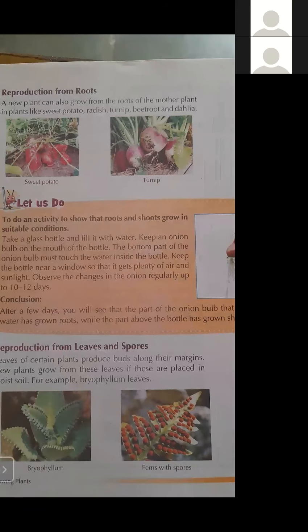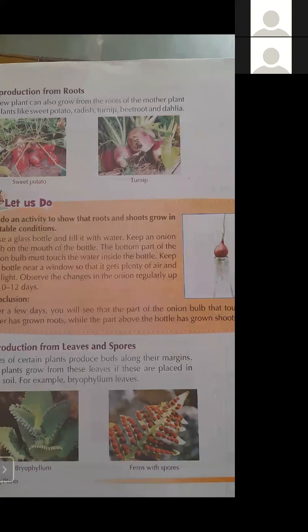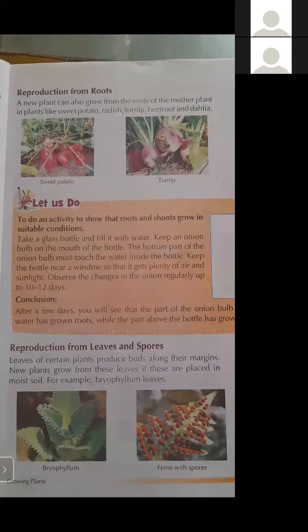And then we have done the activity to show that root and shoot grow in suitable conditions. And what are those suitable conditions? Means water, light, and air. Hope you have performed this activity at your home.